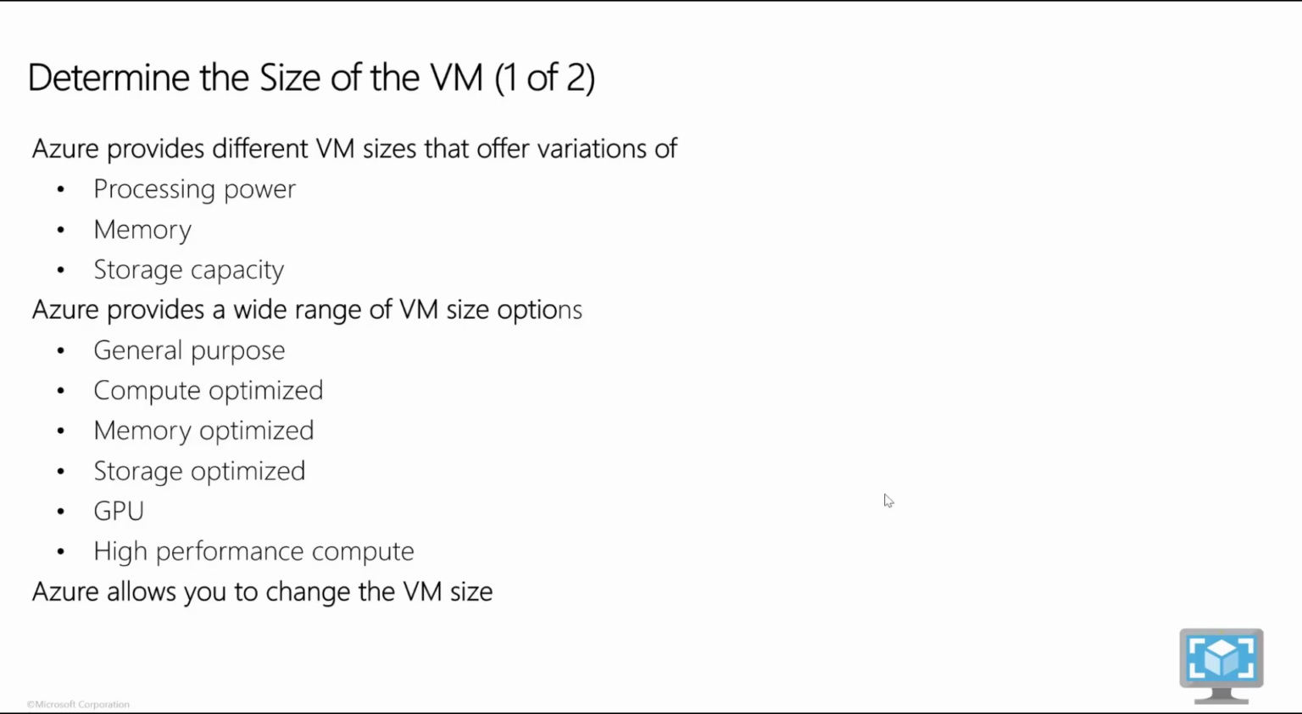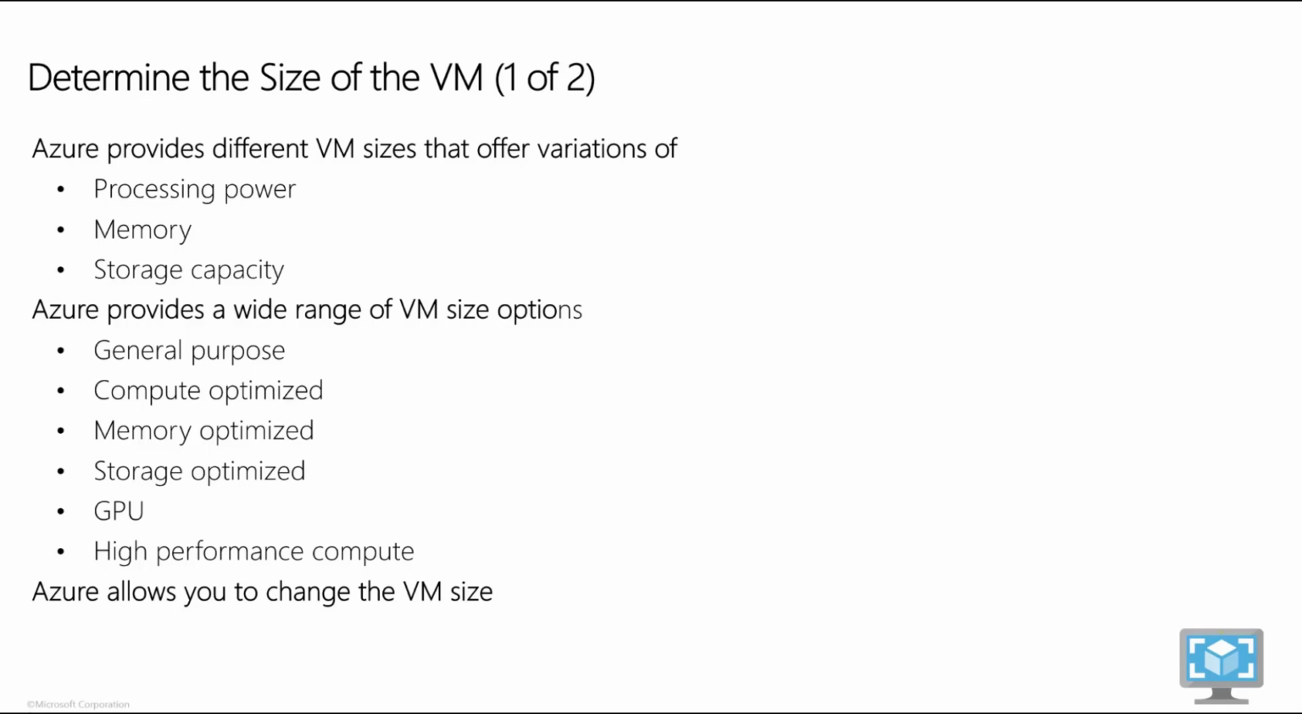Now, how to determine the size of the VM? Once you have the name and location set, you need to decide on the size of your VM. Rather than specify processing power, memory, storage capacity independently, Azure provides different VM sizes that offer variations of these elements in different sizes. Azure provides a wide range of VM options, allowing you to select the approximate mix of compute, memory, and storage for what you want to do.